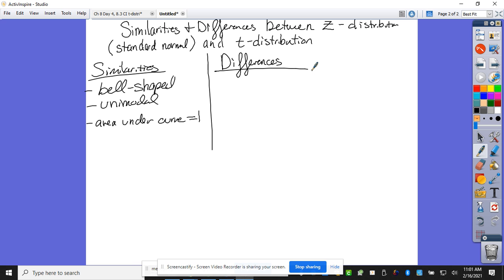Based off of what I just drew, I want to talk about two of the differences in the way I drew them. Where is somewhere that t is different than z? The shape changes. I'm just going to write changes. It's not technically the shape. I'm going to say changes for t using degrees of freedom, and Z stays the same.